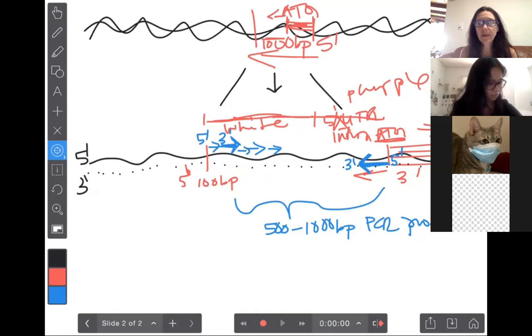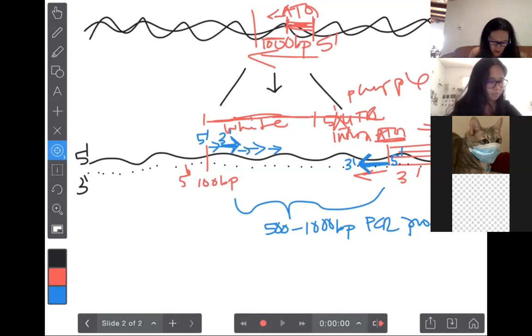So that's what I was yammering about on one of the other videos, where we want our primers facing each other. We want our thumbs to be the 3' ends, because we want polymerase to go this way. We don't want it to go that way. We don't want it to go that way. That's not going to make PCR.